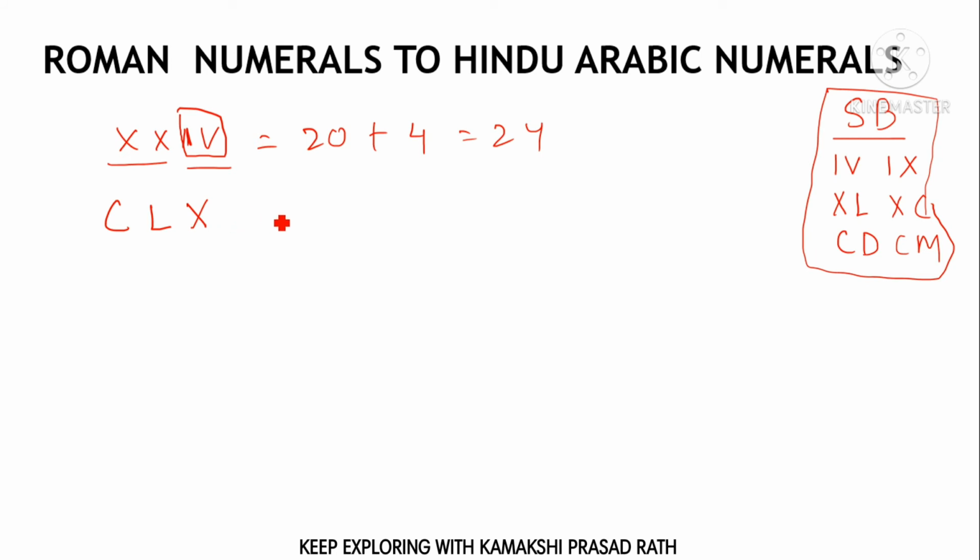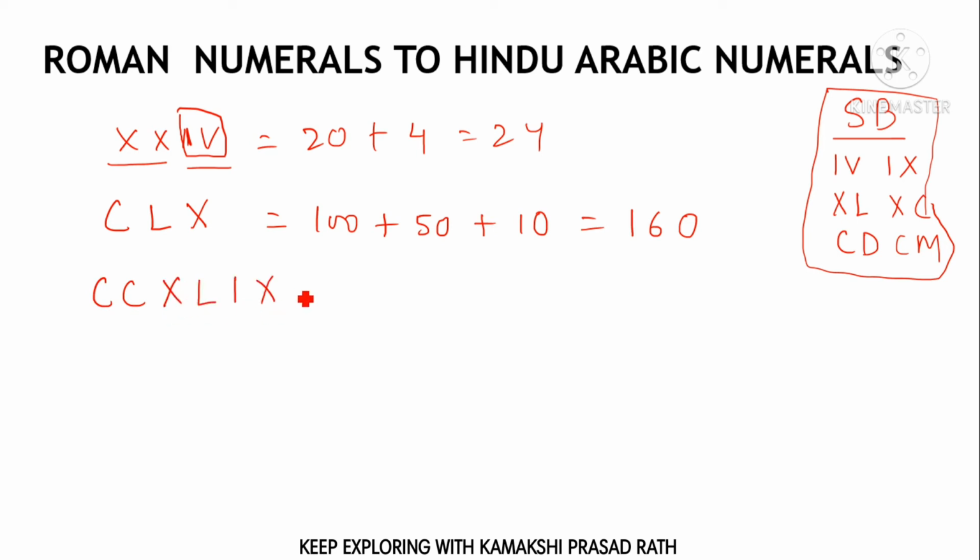Similarly, suppose we have something like CLX. C is 100, L is 50, X is 10. These are in decreasing order, so we can add them.